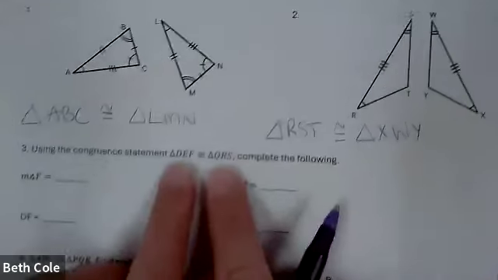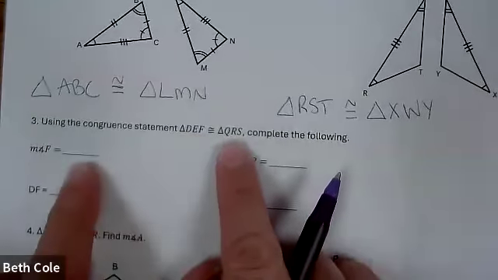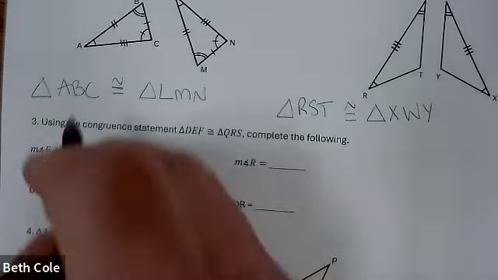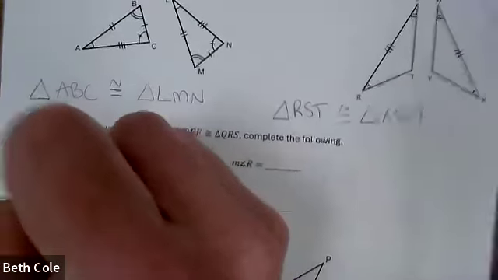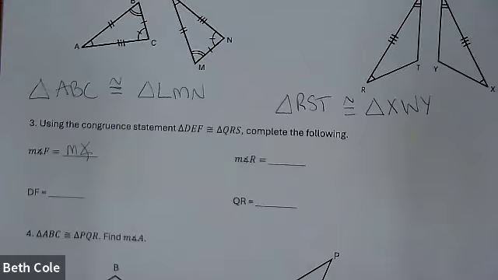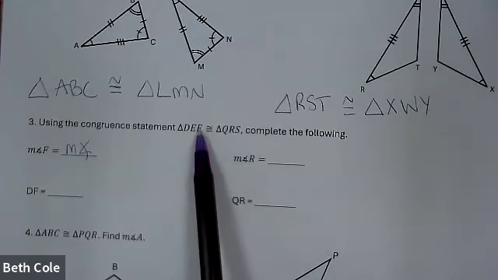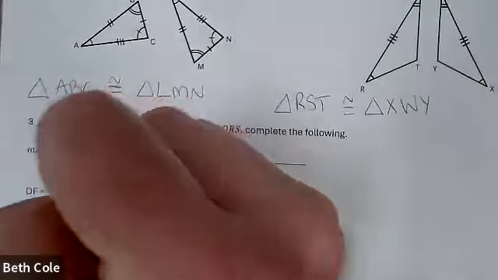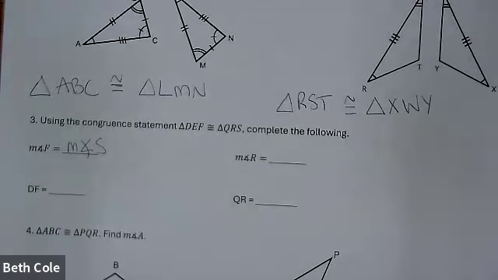Same thing with this. This time you're given the congruent statement, and then we're going to match things together. This little M means measure. So measure of angle F equals measure of angle what? And then you just match it up. So F is the third letter in the statement, so that corresponds to S. That's it. If you're bored, cool. Just be happy that it's that easy. You're just matching letters together. All right, just take advantage of the fact that it's simple.